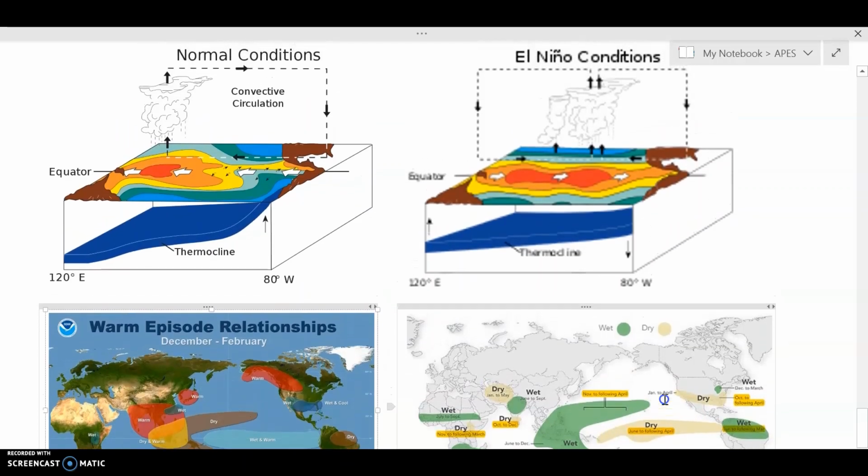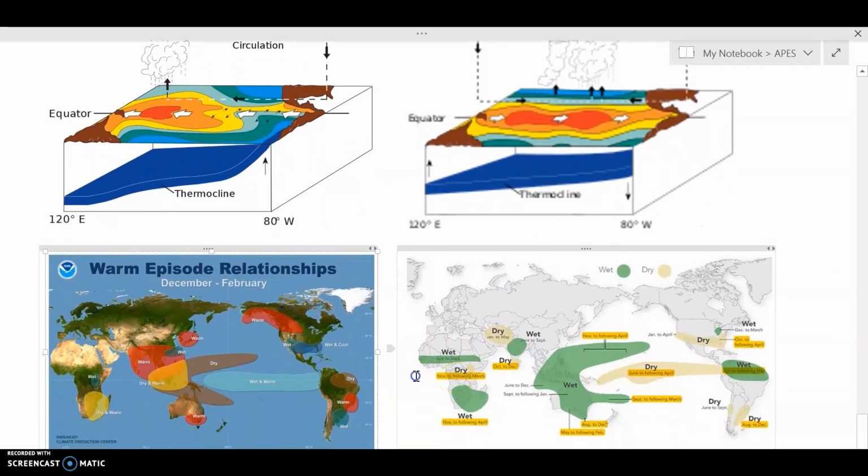And as for North America, you want to know that it's going to be warmer in this area because of jet currents during El Nino, and wetter in this area and wet and cooler during El Nino. And then when there's a La Nina, it's going to be drier in this area and cooler up top.